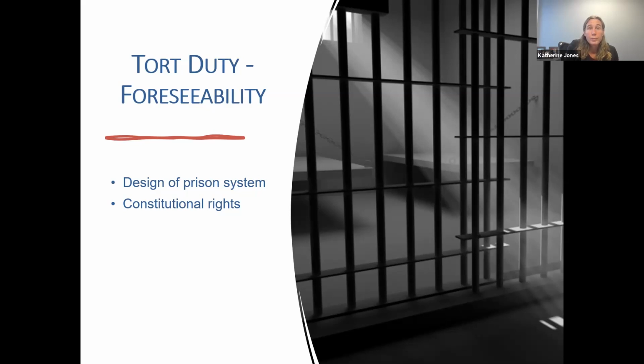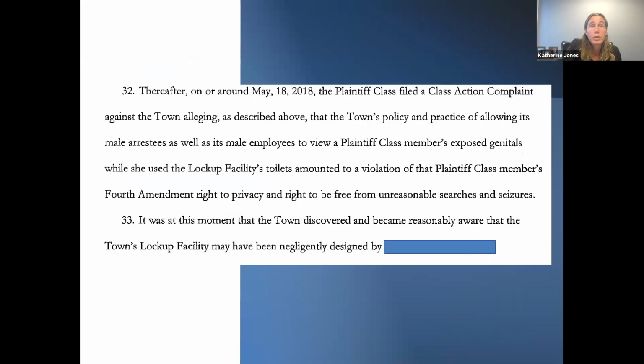And so this architect ended up subcontracting, as an aside, to another architectural firm that specialized in the design of prison systems. And so in this case, essentially, and I'm going to flip the slide here, this is a complaint that was filed, and there was a class of plaintiffs that ended up filing a class action against the municipal entity.